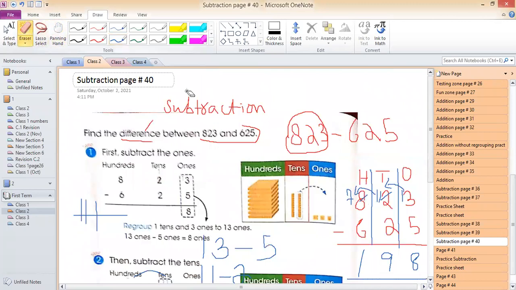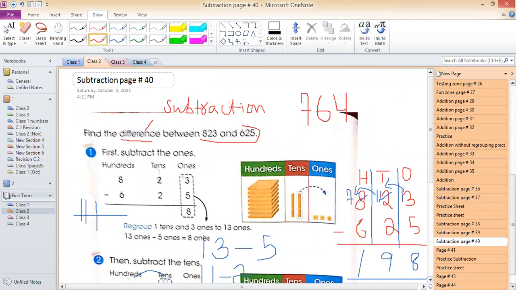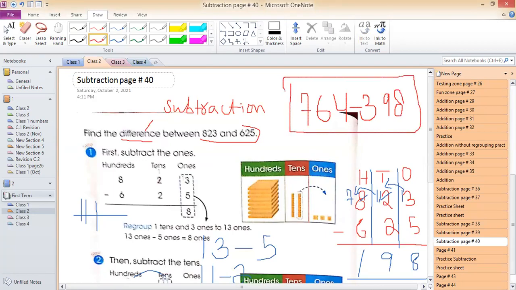I give you one more example, guys. Let's suppose you have to find out the difference between 764 minus 398. Guys, if you can solve it by yourself, I will check your answers in the chat box as well. But this question I'm going to explain to you. If you want, you can solve it and send the answer in the chat box. So this is 764 minus 398.